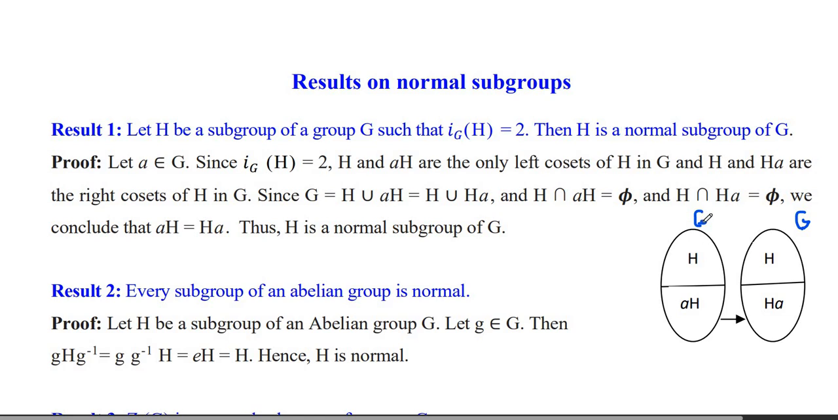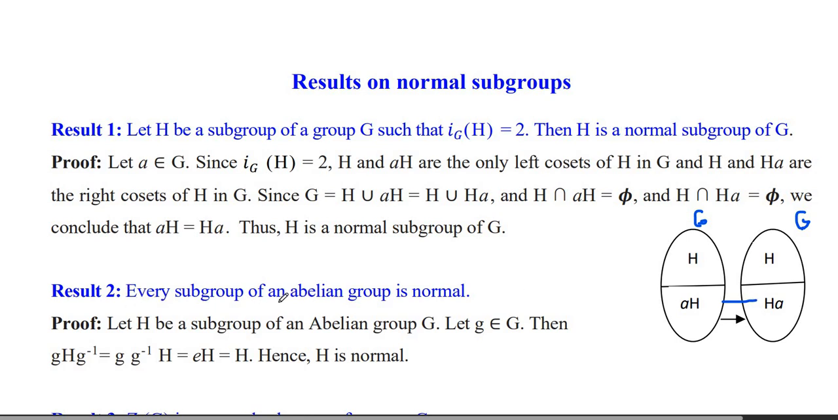So that can be visualized from this diagram also. We have G being written as the union of these two, and these two are disjoint, and similarly G is also being written in this way. So there is no other go: aH must be equal to Ha.